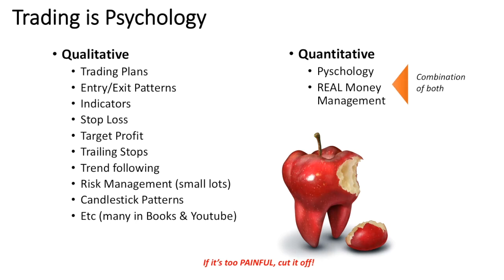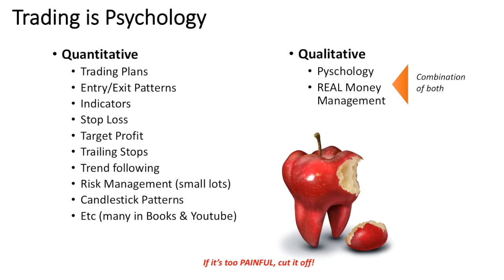Now, there are two parts of trading, which are quantitative and qualitative. In the quantitative part, you have all your trading plans, the entry and exit patterns, indicators, the MACD, the slow stochastic, your Fibonacci, and all that. Stop losses, your target profit, trailing stops, how you follow trend, risk management or money management, how you control your losses by trading, whether you're trading the big lots or the small lots, the various candlestick patterns.